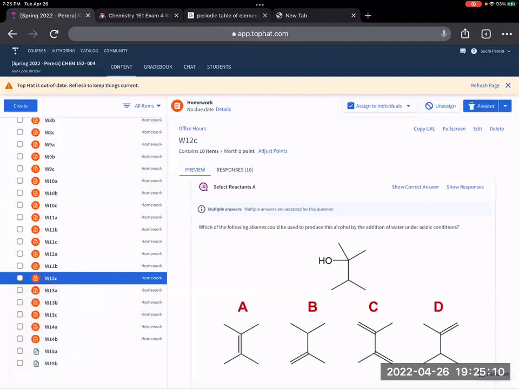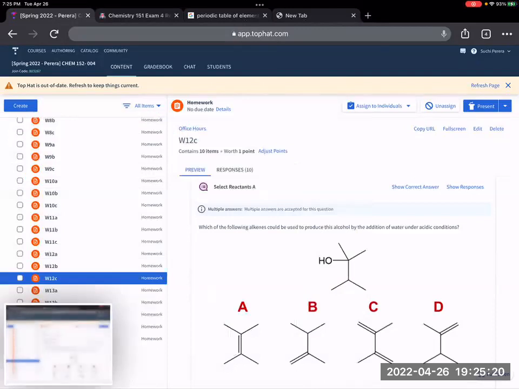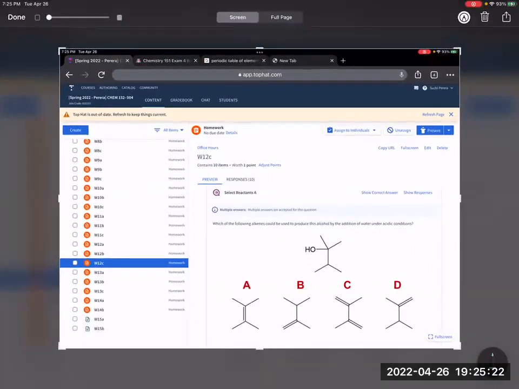All right, let's do this. Which of the following alkenes could be used to produce this alcohol by the addition of water under acidic conditions? It doesn't talk about whether it is major or minor. The only requirement is to get a positive charge here. That means a double bond should involve this carbon. That's the main requirement. Now A is good because we have a double bond involving that carbon.